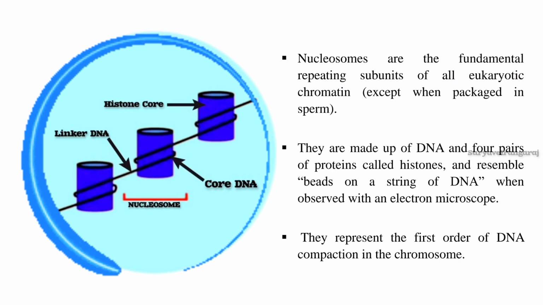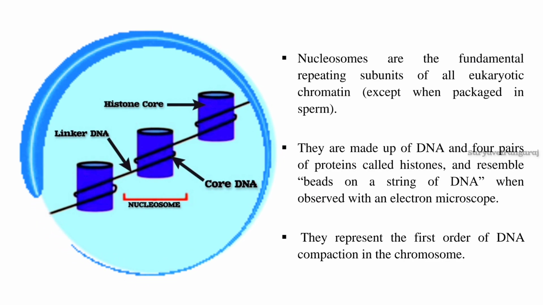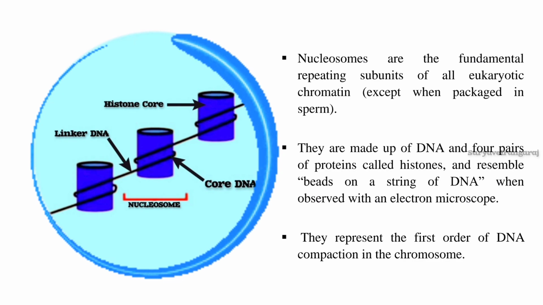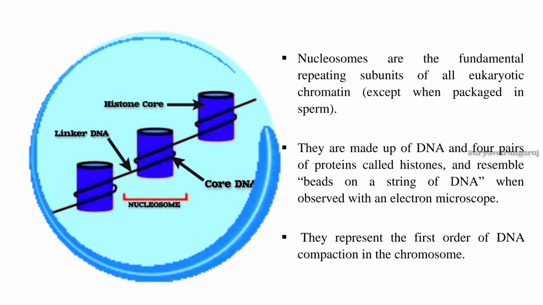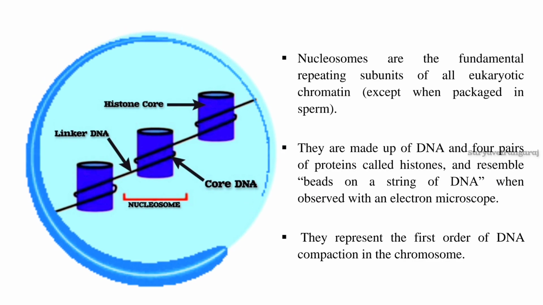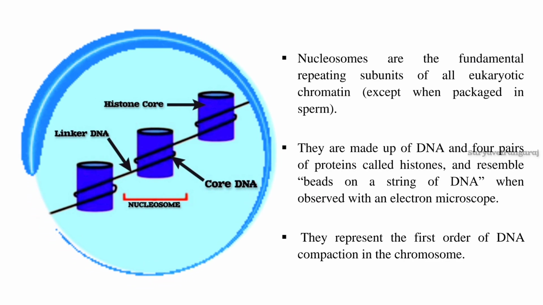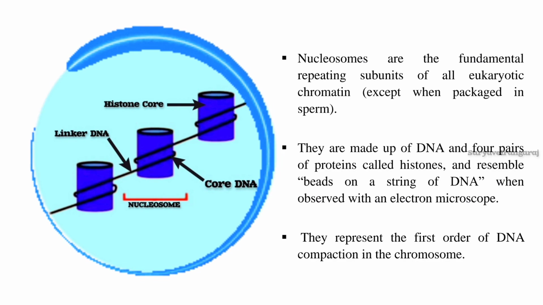Nucleosomes are the fundamental repeating subunits of all eukaryotic chromatin, except when packaged in sperm. They are made up of DNA and 4 pairs of proteins called histones, and resemble beads on a string of DNA when observed with an electron microscope. They represent the first order of DNA compaction in the chromosome.